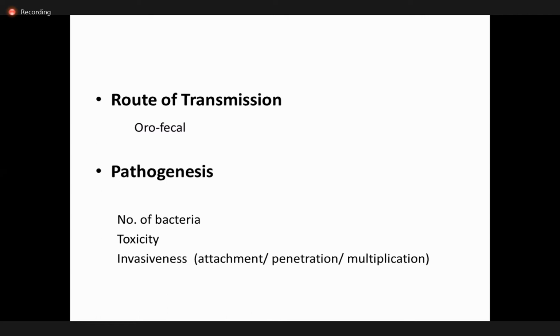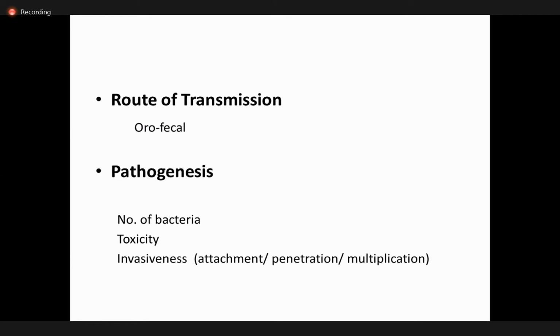Pathogenesis basically depends upon the number of bacteria, that is, how many bacteria are present inside the food that has been taken in case of food poisoning, or how many bacteria are alive inside the intestinal tract to cause diarrhea. If the number of bacteria is low, or below the infectious dose, it might not cause any pathology or infection.